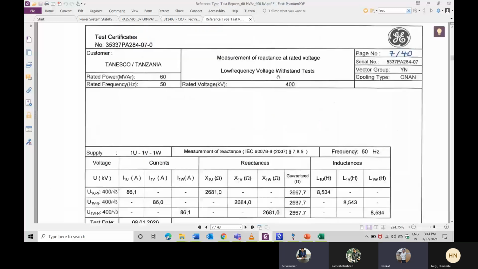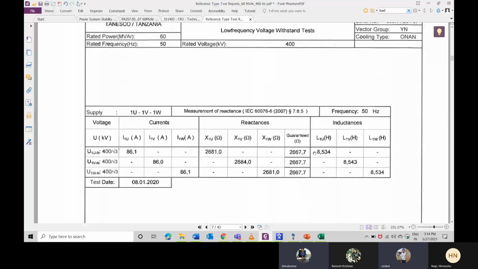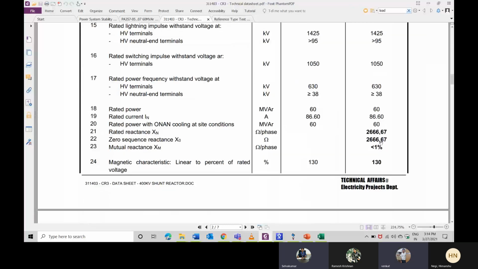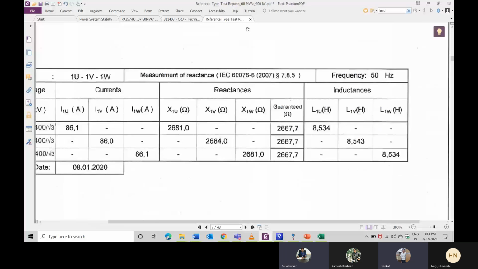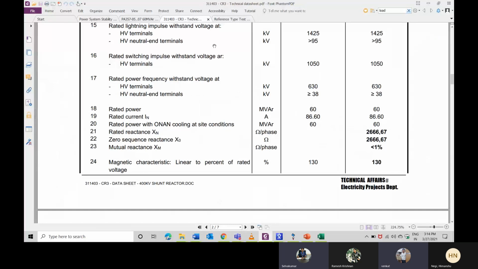Where is the resistance? Yes, sir, this is what they have tested also. This is a reactance, correct? Yes, sir, this is reactance. Reactance also they have tested and they have given the value. Reactance we can easily calculate, correct? Reactance calculating is quite simple. Like MVR we know, voltage we know. From there X we can calculate. That you know how to calculate, right? This 2681 you have manually found out, right? This 2666.67 you found it out, right?